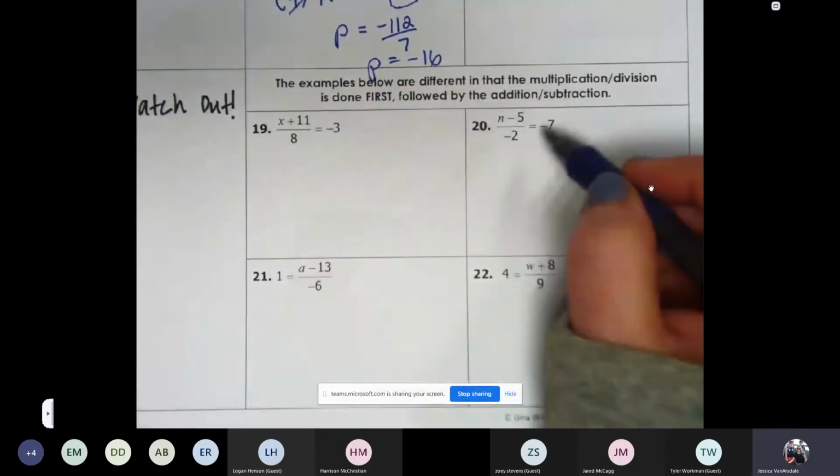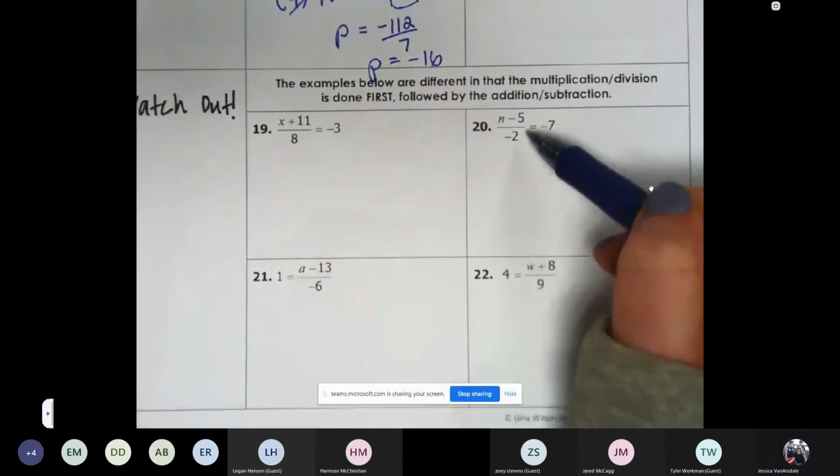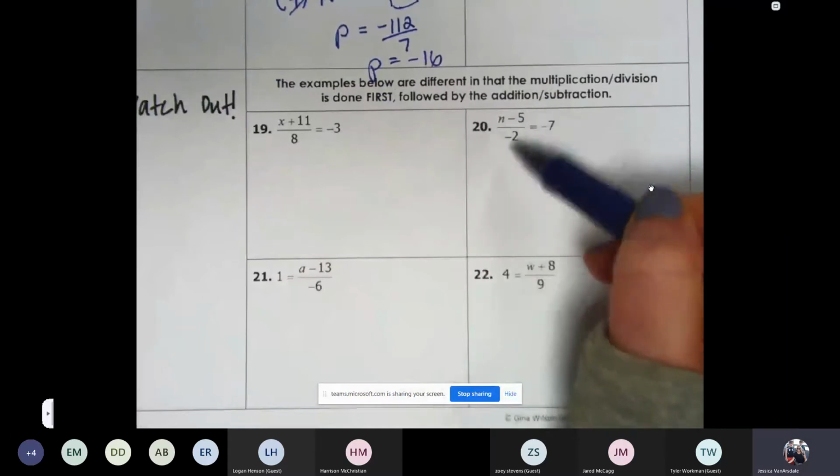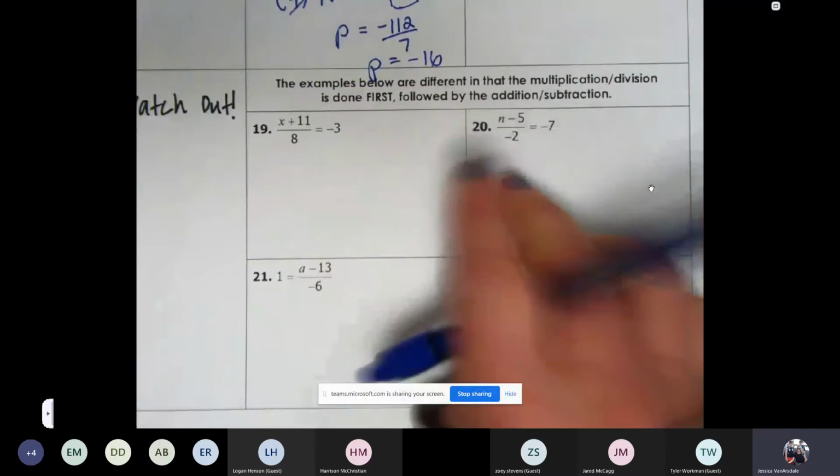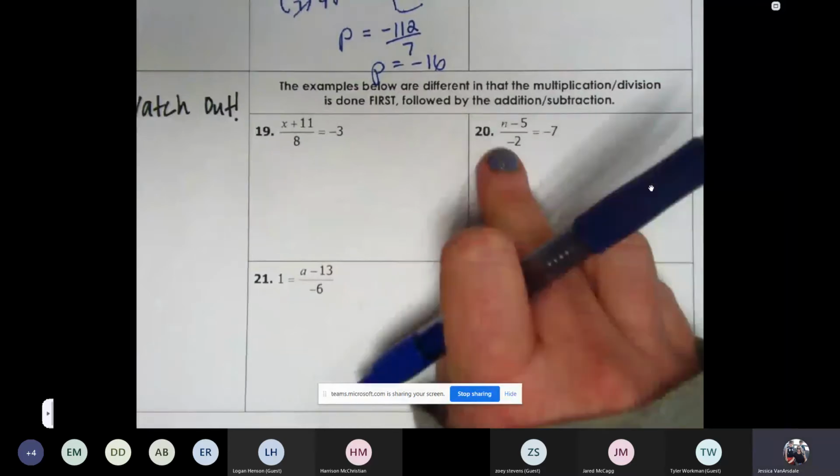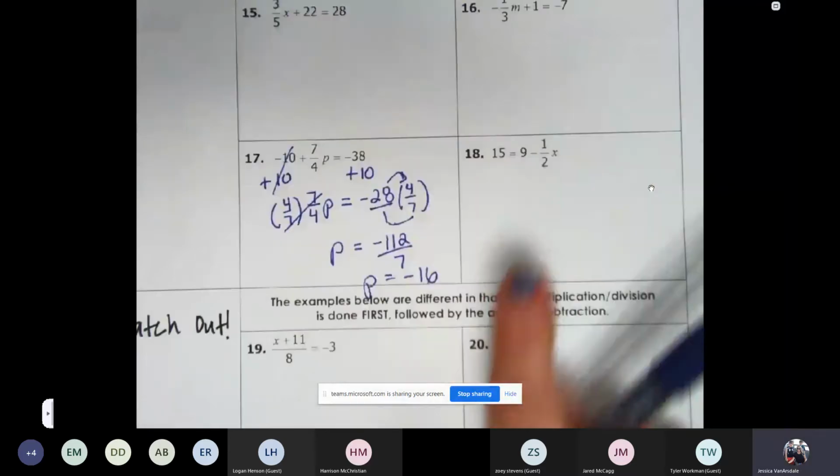So if you're looking at your problem and your variables, look, you can see how this is different than this because your variable is with a fraction here.